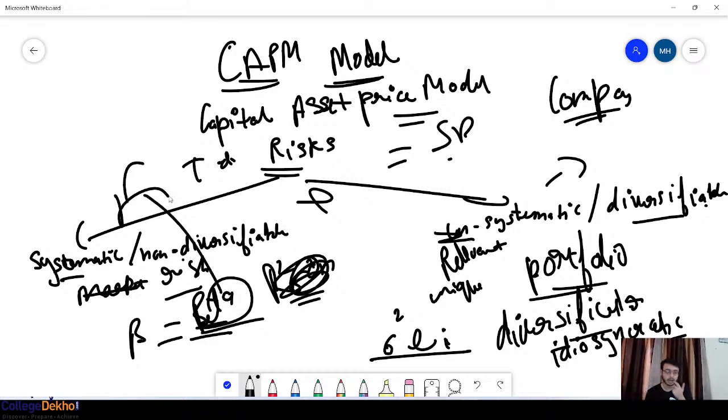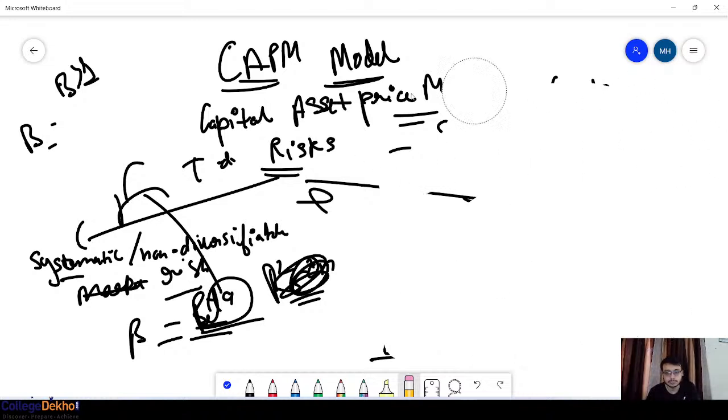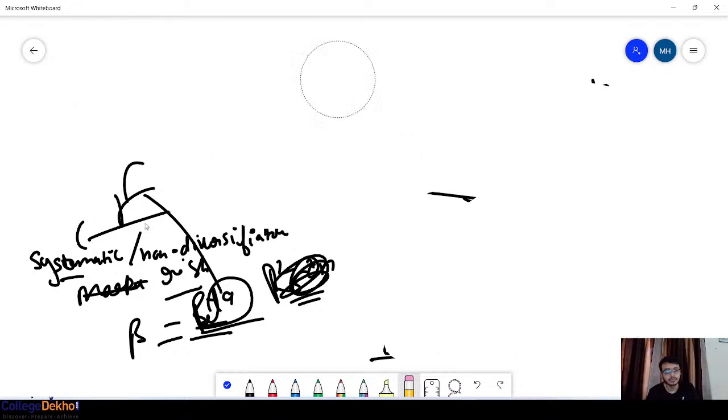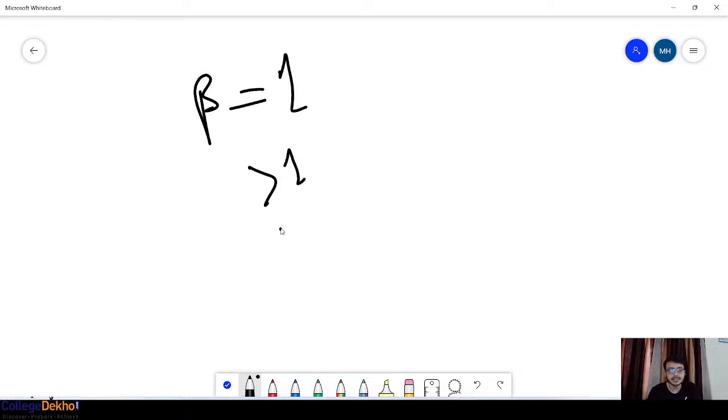Now if we talk about beta, beta can be of three types. You can have a beta of greater than 1. You can have a beta equal to 1. I'll just remove this and write it in a better way. Now beta you can have equal to 1. Beta can be greater than 1 and less than 1.